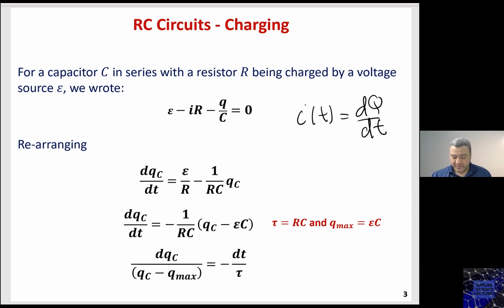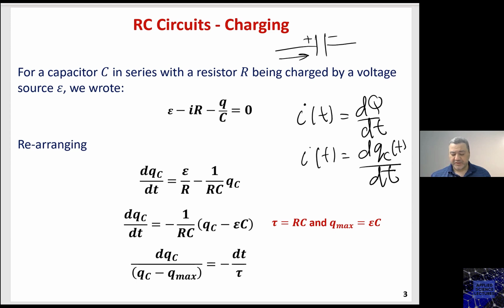And as I have seen earlier, when I have a capacitor being charged, where the capacitor has two electrodes, one of them positive, one negative, and the current is going to charge this capacitor, then I can say that this I(t) equals dqc(t) over dt. So this is very important. As we will see later on, when the capacitor discharges, it will be a bit different. But this is what's going to happen. This is the current for a capacitor that is being charged.